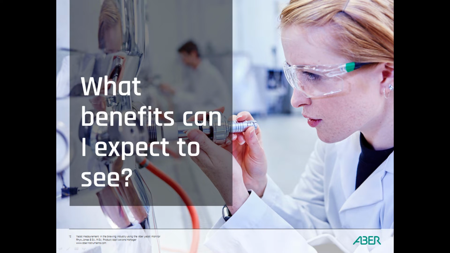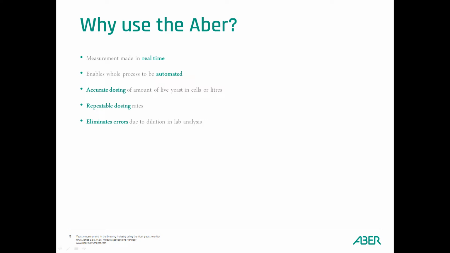So, what are the benefits you can expect to see after installing an ABBA system? Unlike traditional cell counting, the measurements are performed in real time, in situ, enabling the entire process to be automated. With the process being automated, the correct yeast concentration can be predicted repeatably, eliminating errors due to dilution during the lab analysis.